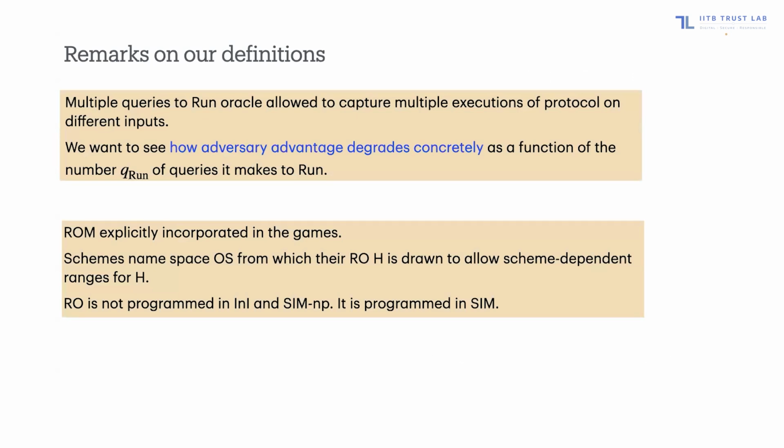So some remarks about our definitions. There is no restriction on the number of queries that the adversary can make for the run oracle, and so with that we are able to see how the advantage of the adversary grows as a function of the number of run oracle queries that it makes. The random oracle model is explicitly incorporated in our game, and in the SIM-NP definition, it is not programmed by the simulator, but in the SIM definition it is programmed by the simulator.